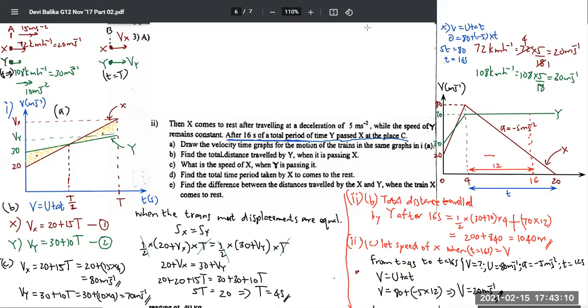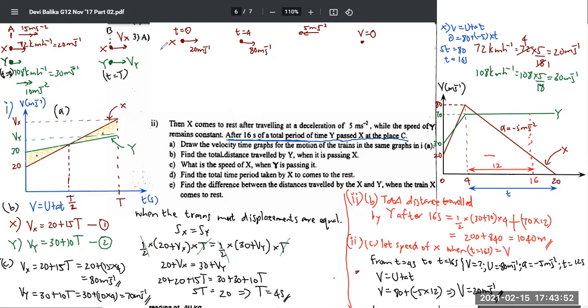And the next question, part D: find the total time period taken by x to come to rest. Now, if you monitor x, this is what's happening. When time is equal to 0, it moves with an initial velocity of 20 meters per second. When time is 4 seconds, it has reached a velocity of 80 meters per second. And then it continues to move with deceleration and its final velocity becomes 0. It comes to rest, right? The deceleration for this part is 5 m/s squared, which I'm marking in the opposite direction.